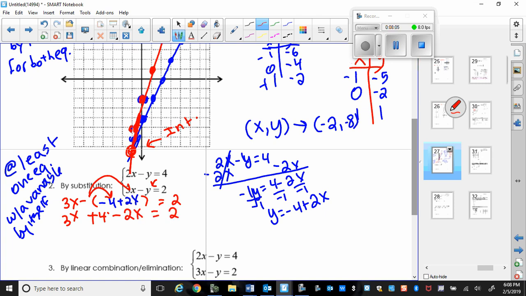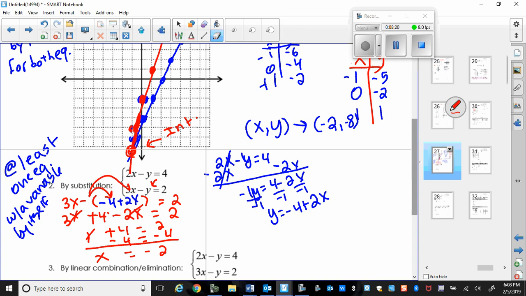Now I combine like terms. 3x's minus 2x's is 1x. So just x plus 4 equals 2. Subtract both sides by 4, right? And x equals -2. Now, what about y?